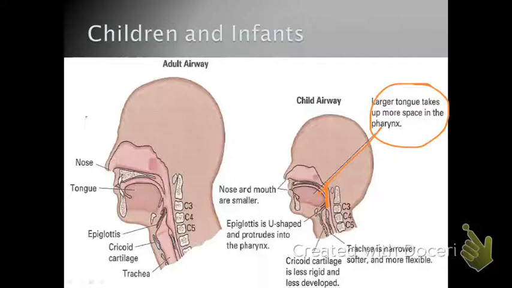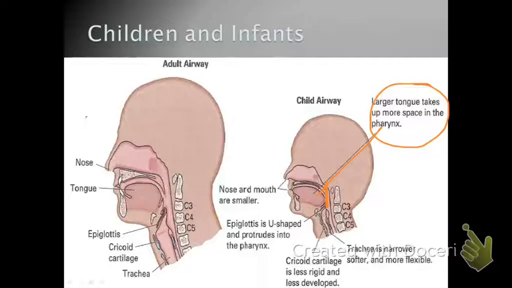We would say that the trachea of an infant and a child is narrower, and it's also more fragile than an adult's. And so it's softer and it's more flexible. And so we think about opening the airway. If we tip the head back too far in a child, what can happen potentially is it can actually close off the trachea. So the rule of thumb in opening up an airway for a child is just to open up the airway just past neutral.